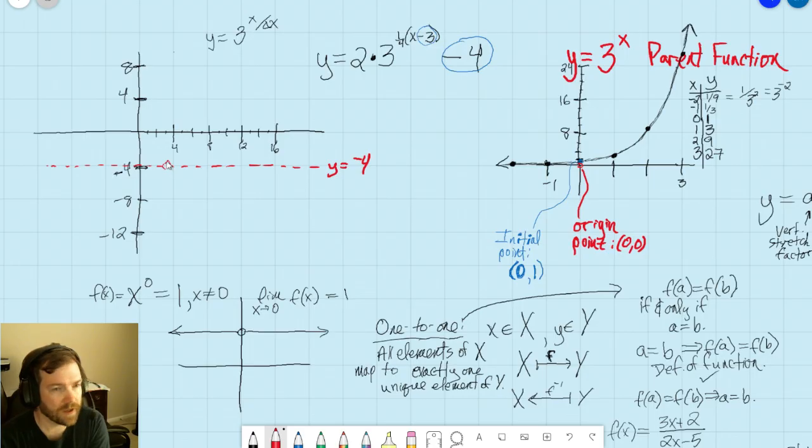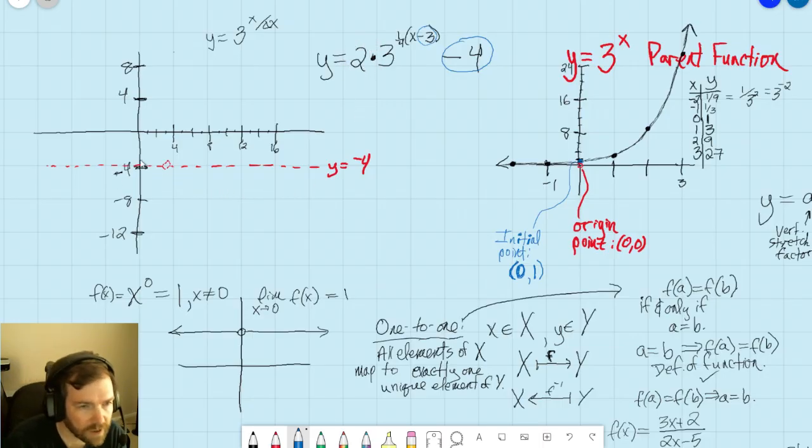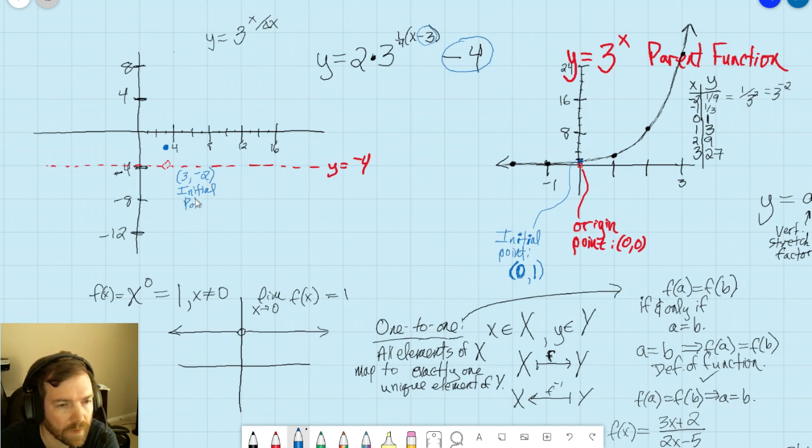Okay. Then our initial point has a distance of 1 from the origin point in the parent function. In the transformed function, it has an initial value of 2. The distance is going to be doubled in the vertical direction. So here, this is going to be a distance of 2 away. It's going to be right there. So this is at 3 comma negative 2. All right, so 3 comma negative 2 is our initial point.